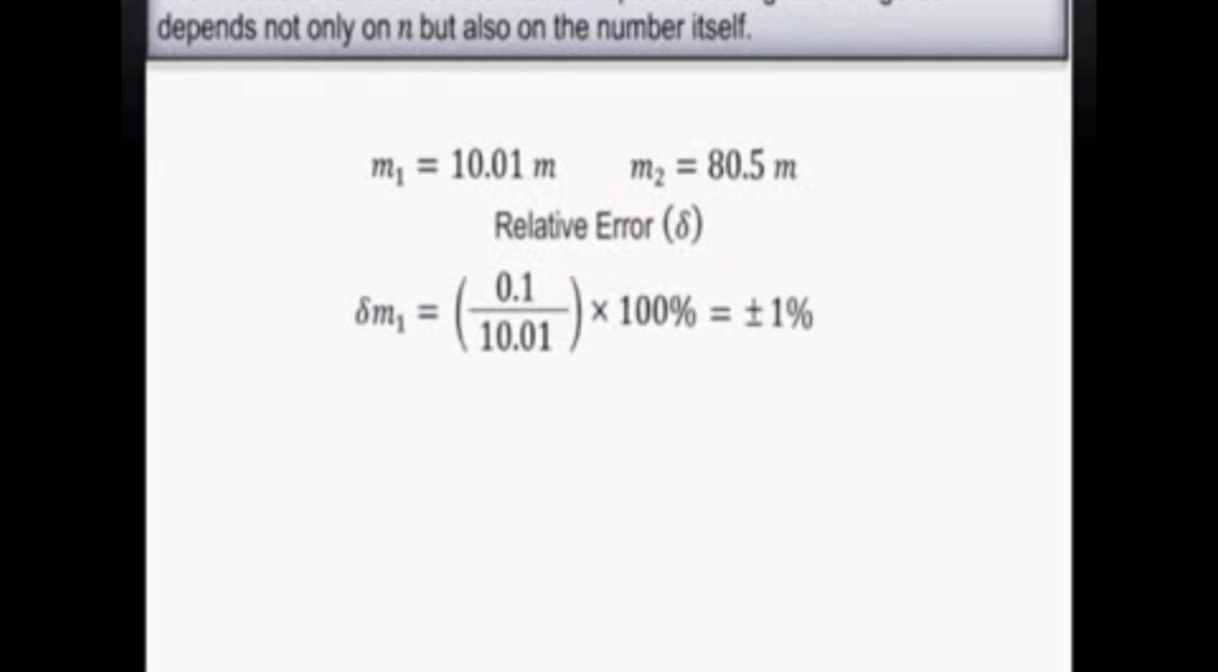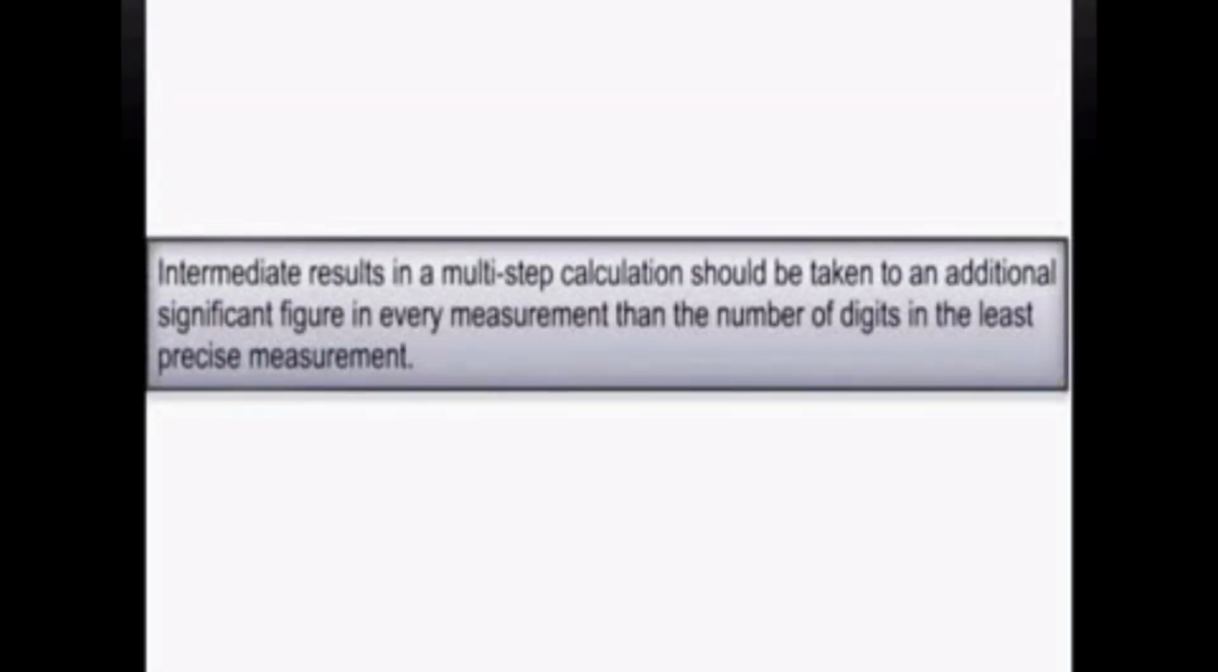So it's called percentage error. You know that. When you multiply by 100, it's called percentage error. That is plus or minus 1% for M1, or 0.12 percent for M2. So this is also called percentage error.